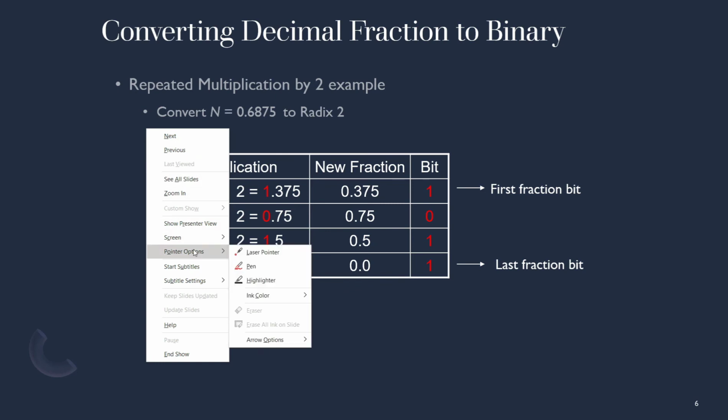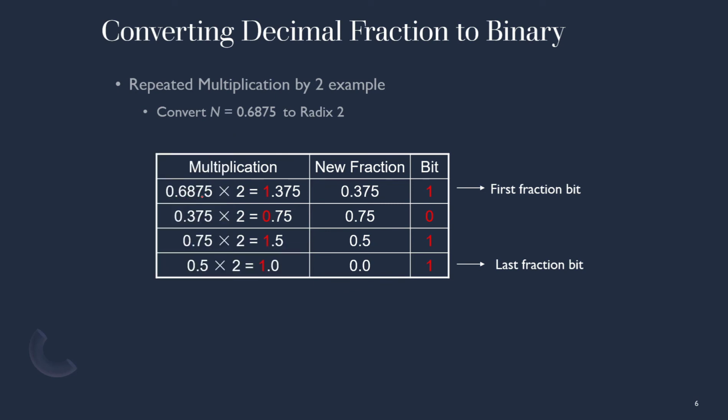So say the value is 6.875, we're going to multiply by 2. We're going to take whatever number this is, and that's going to be our bit. Then we're going to take this, multiply by 2, take this number, that is our bit, take this number again, multiply by 2, take this bit, take this number, multiply by 2, take this bit, and we keep continuing until it's 0 or that we have enough bits.